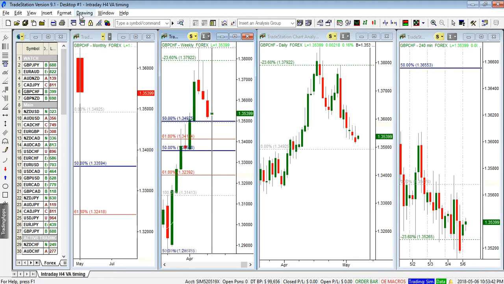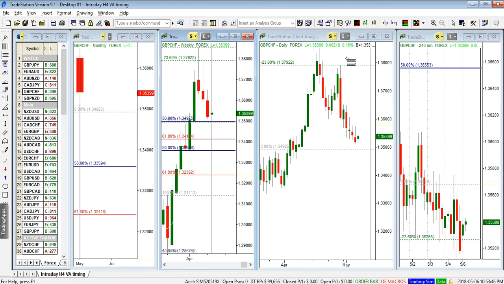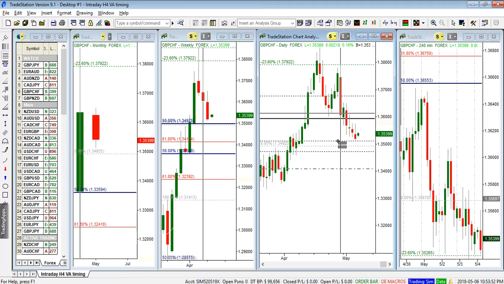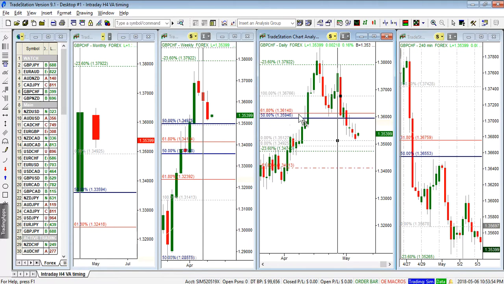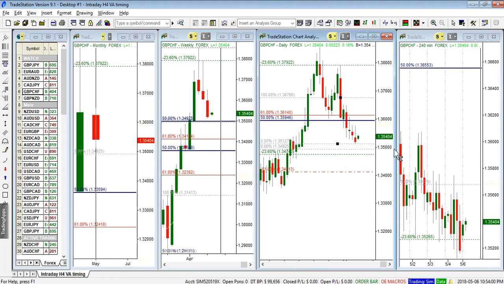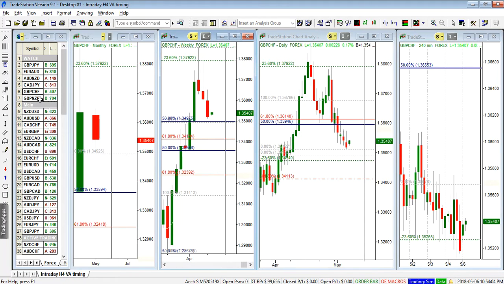any kind of continuations higher here. And that level has not been tested. We might need a setup to do so, and one potential setup could be this 135.94 short, which has targets below and could help price into that 50% long.